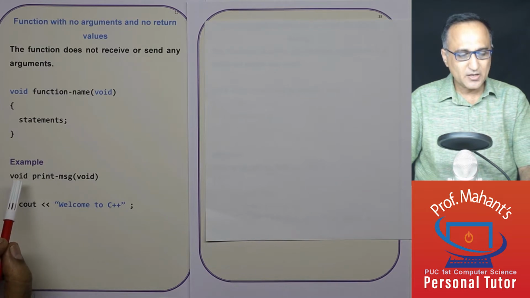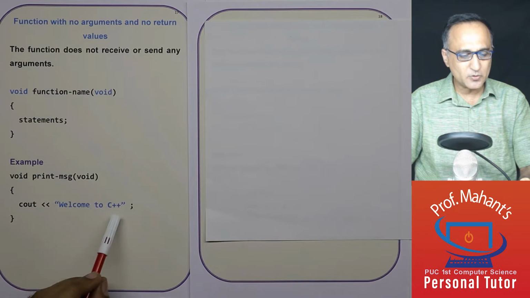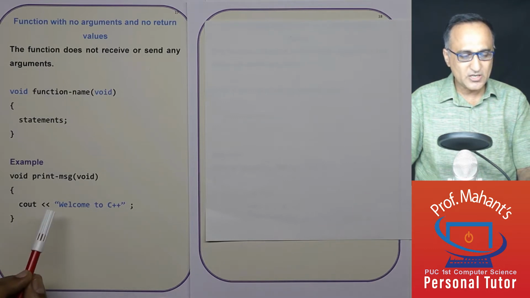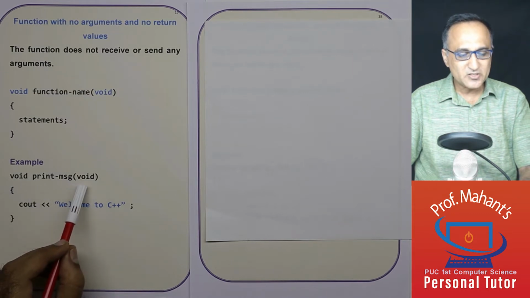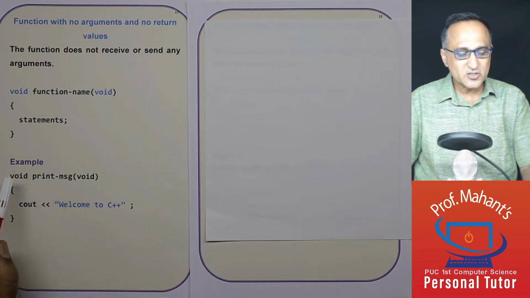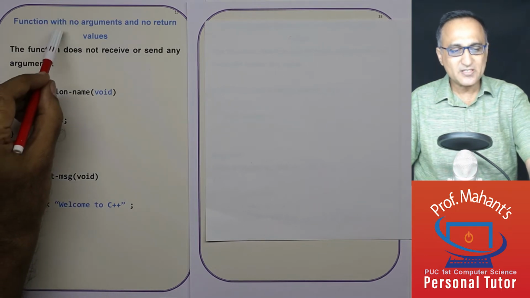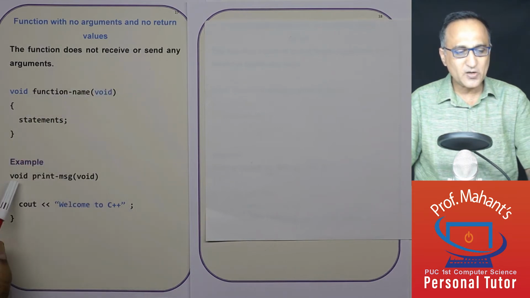So when I'm saying void print message void, I'm printing the message welcome to C++. If you see here, this particular function is not returning any value. That's why I have written void. It is not accepting any argument. That's why the arguments are also void or none. So since it's not accepting any parameters and not returning any value, this is a function which has no arguments and it does not return any value.